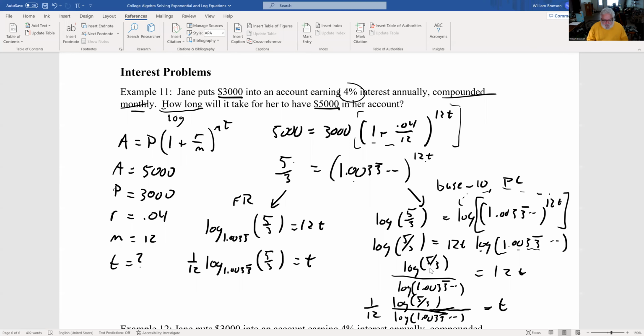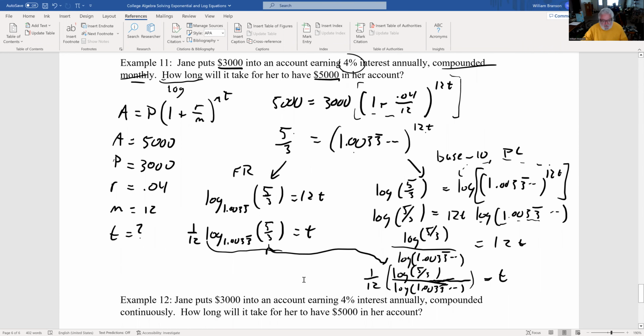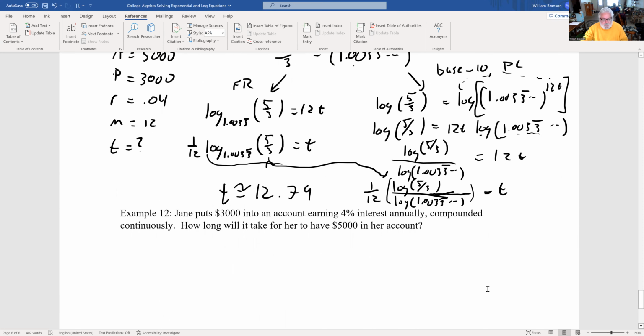Great. By the change of base theorem, we know that these two parts, this logarithm part and this logarithm fraction, are the same number. So depending on what kind of calculator you're using, one that can do these kinds of bases, you can use that. If you just have base 10, you can do that. In any case, t turns out to be about 12.79. So about 12 3/4 years, about 12 and 9 months.